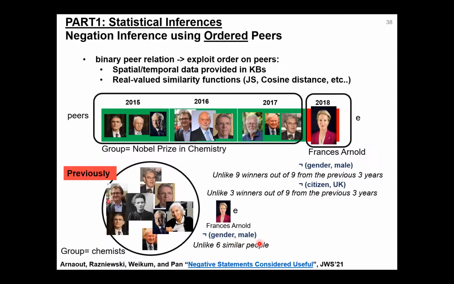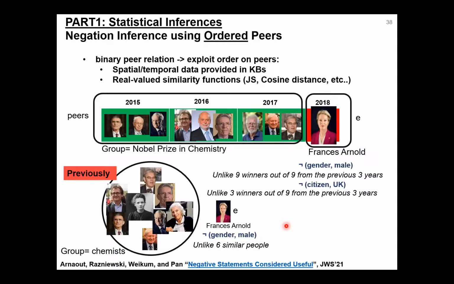Why is it interesting? Here you have more context. It's giving you more information about the situation. What it's saying here is that in 9 winners from the previous 3 years, she is the first female to win this award. And in the other one, you're not really sure why this is interesting in this context. That's one of the main advantages of this method over the previous one.